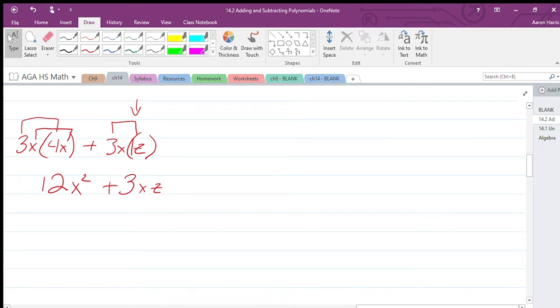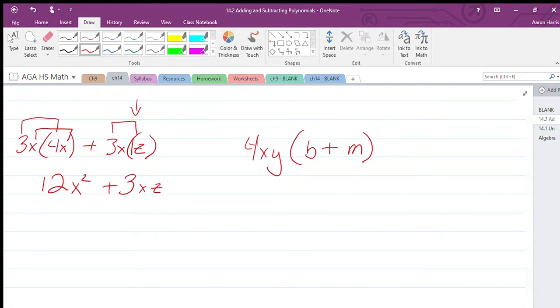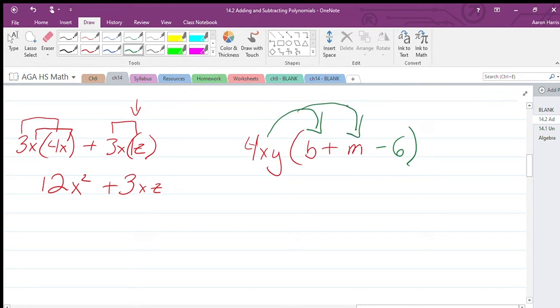Okay, so here we go. The last one, let's say that it's 4xy times b plus m. Okay, notice it doesn't really matter what I put in there. I have 2 terms. Matter of fact, let's add one more term just so you understand that it's not always going to be 2 terms. Let's say minus 6. Okay, so I have 4xy times b plus m minus 6.